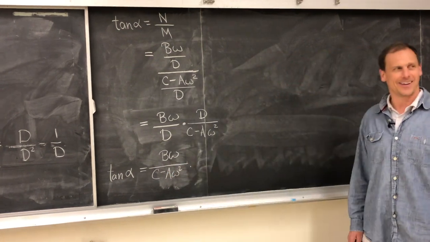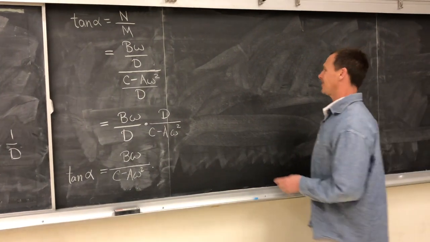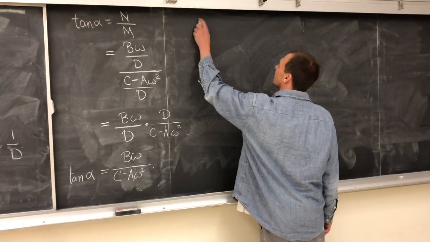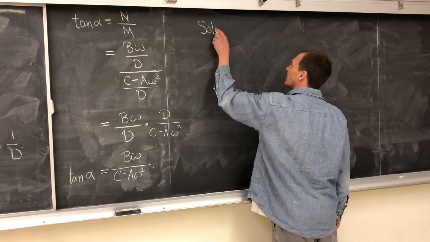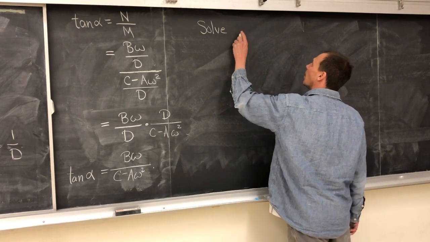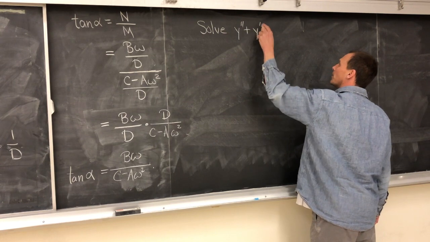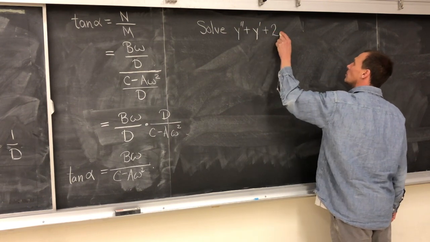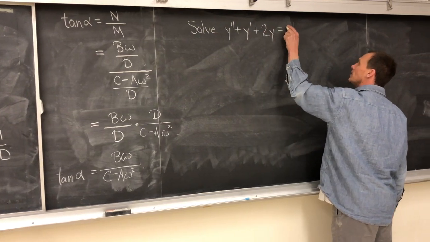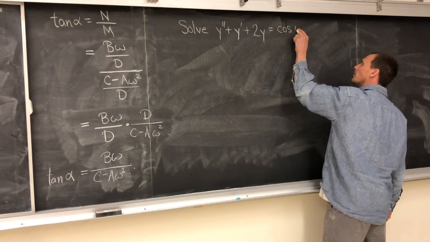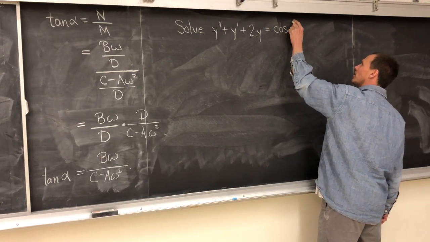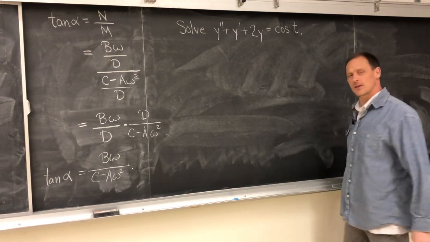Now, wow, here we go. Let's try this. Let's solve y double prime plus y prime plus 2y equals cosine. Oh, you know what? How about cosine t? Let's just do that, cosine of t.